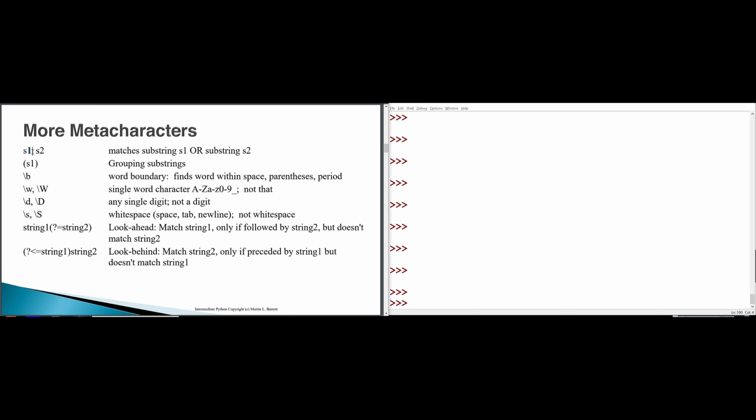So vertical bar, well, I'll just highlight the whole thing here. Vertical bar means or. And so if I have some string S1 and then a vertical bar and some string S2, what that means is that a string is going to match if it contains either the substring S1 or the substring S2.